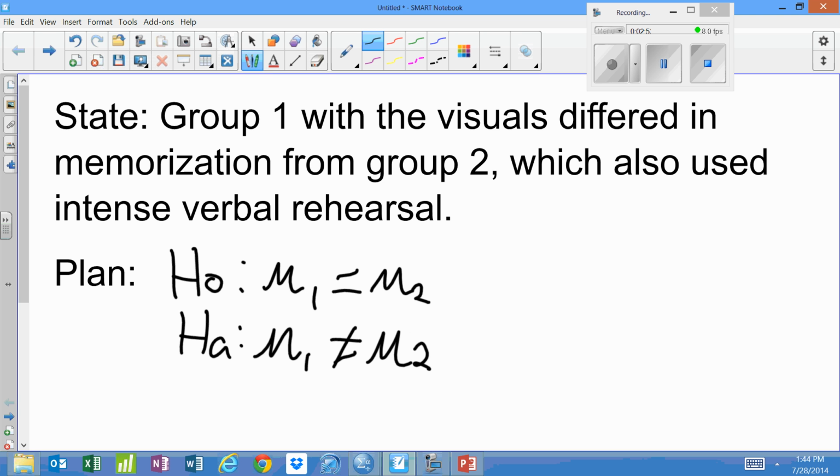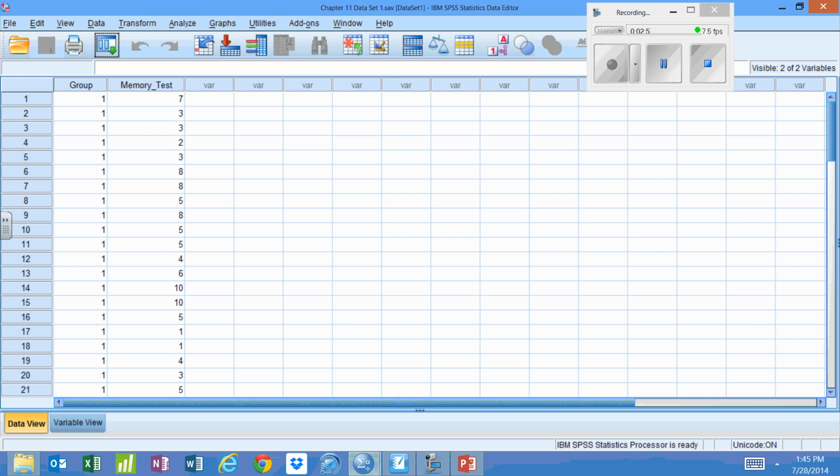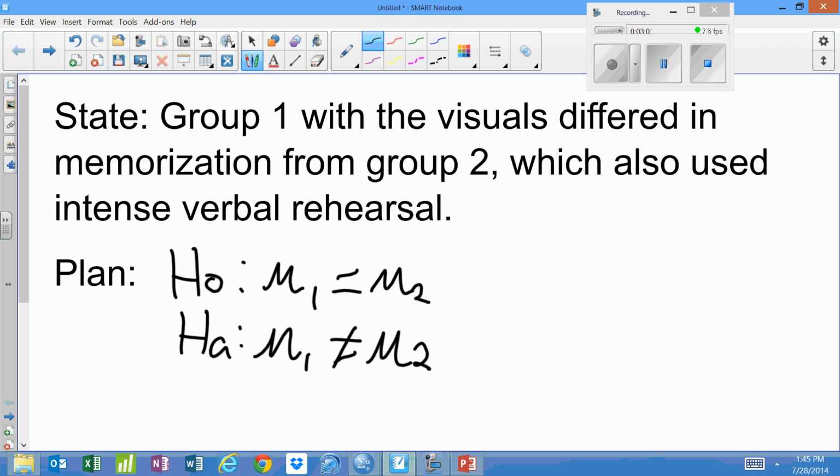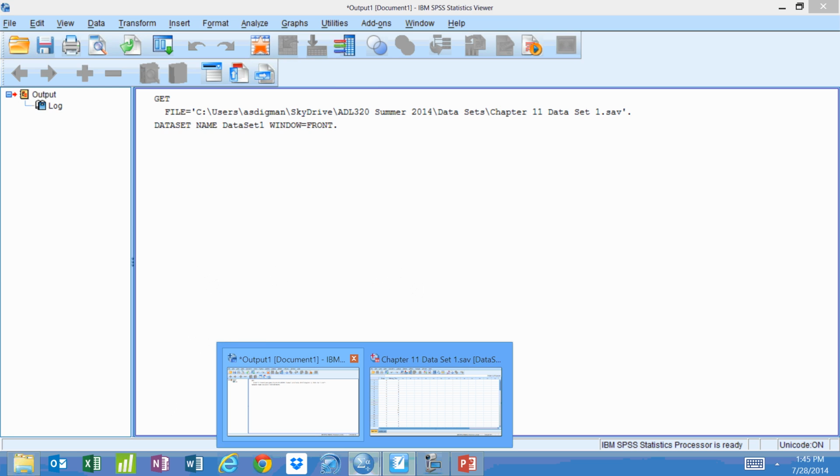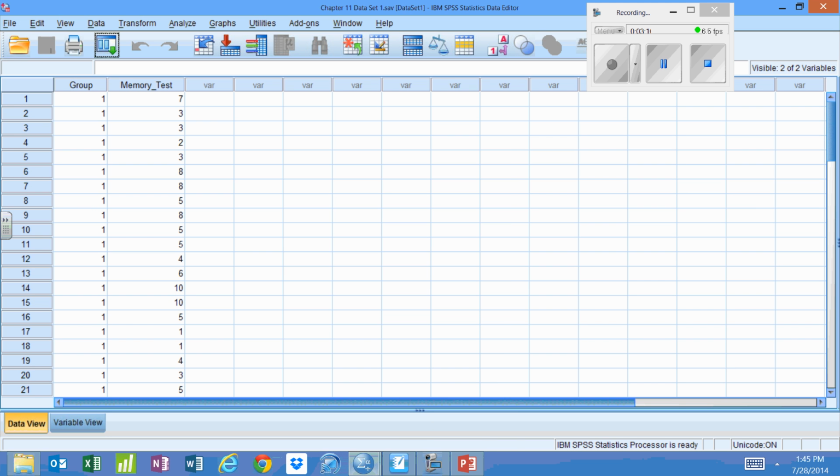So from here we can go into SPSS and actually run our test. And our test is going to be our solve step. So let me write that in here real quick. So we've got state, plan. Now we're going to do our solve step. And that's where you're going to copy and paste your output from SPSS. So if you haven't opened up that data set, go ahead and do so now.